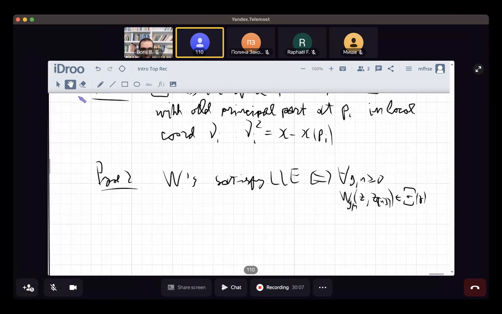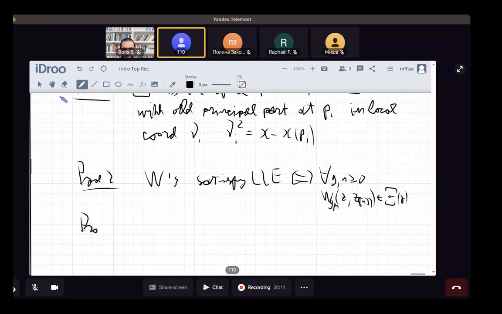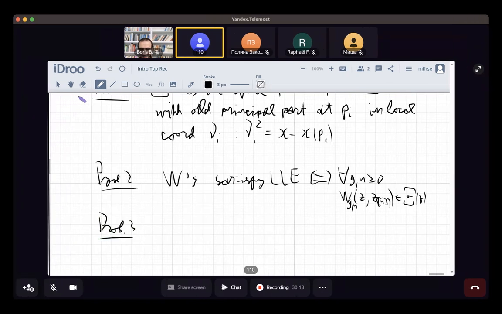We'll see on the seminar that this holds. And problem three, which is a little bit more complicated, says that, in fact, quadratic equations can be formulated in terms of this space xi.